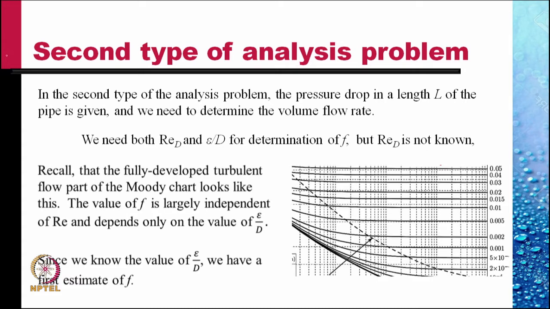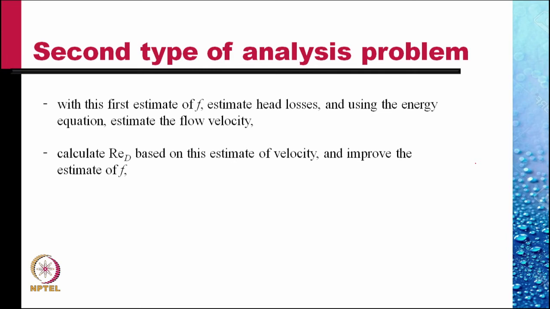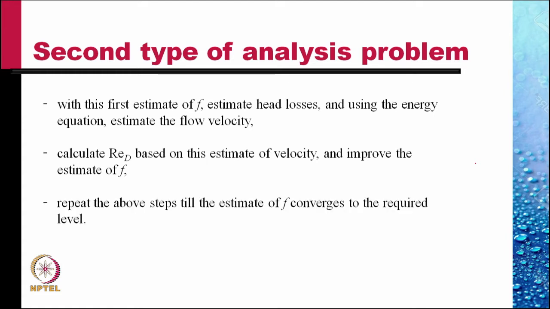Recall that in fully developed turbulent flow part of the Moody's chart, the value of F is almost constant for a given value of epsilon by D. Since we know the value of epsilon by D, we have a first estimate of F. With this first estimate of F, we estimate the head loss and using the energy equation, estimate the flow velocity. We calculate the Reynolds number based on this estimate of velocity and improve the estimate of F. We'll repeat the above steps till the estimate of F converges to the required level.